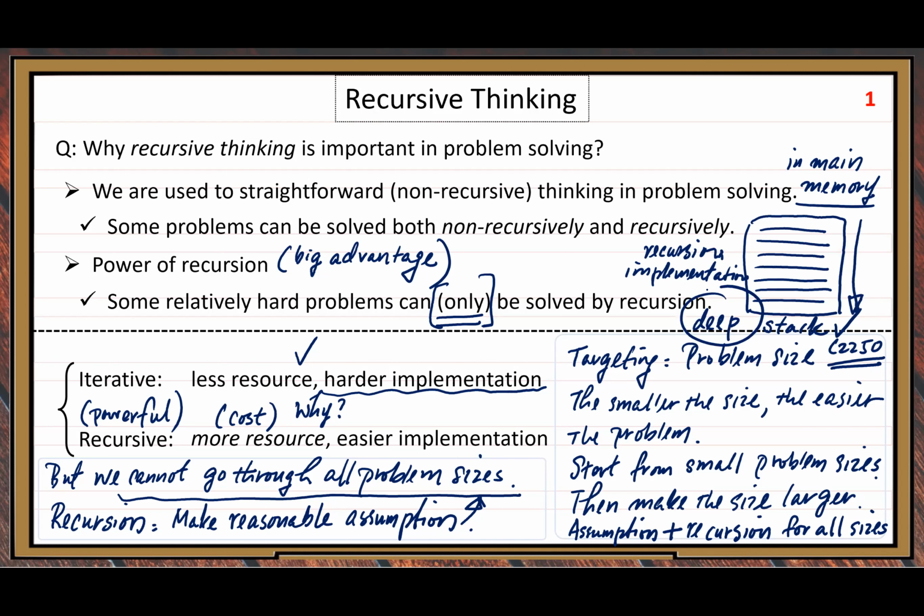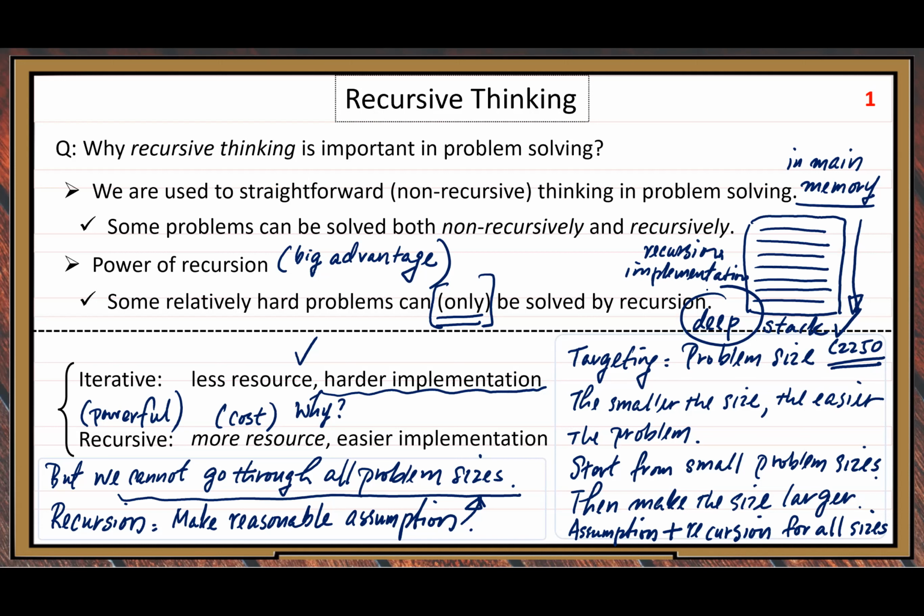A deep stack consumes a lot of resource. Think about that. If your algorithm uses too much memory resource, it could be very slow. And some of you may have had the experience of a runtime error called stack overflow.